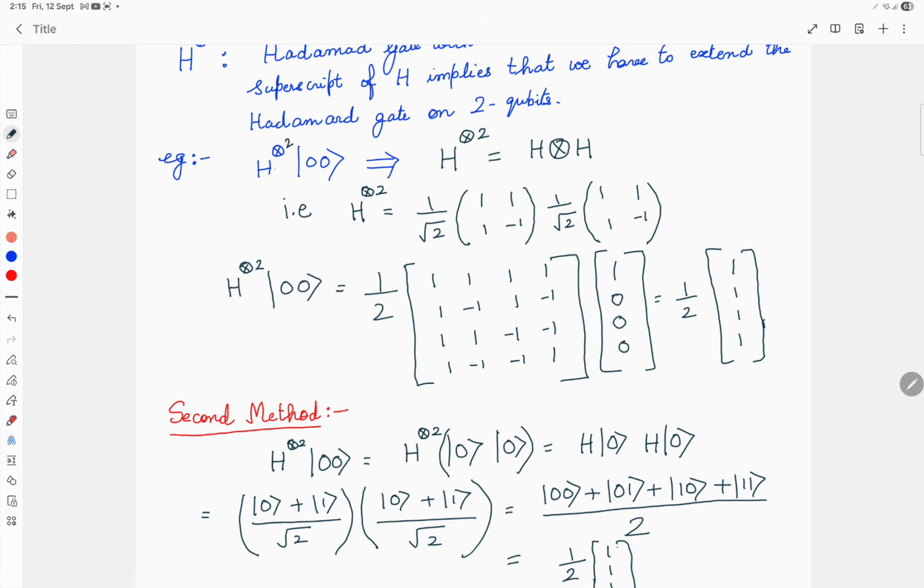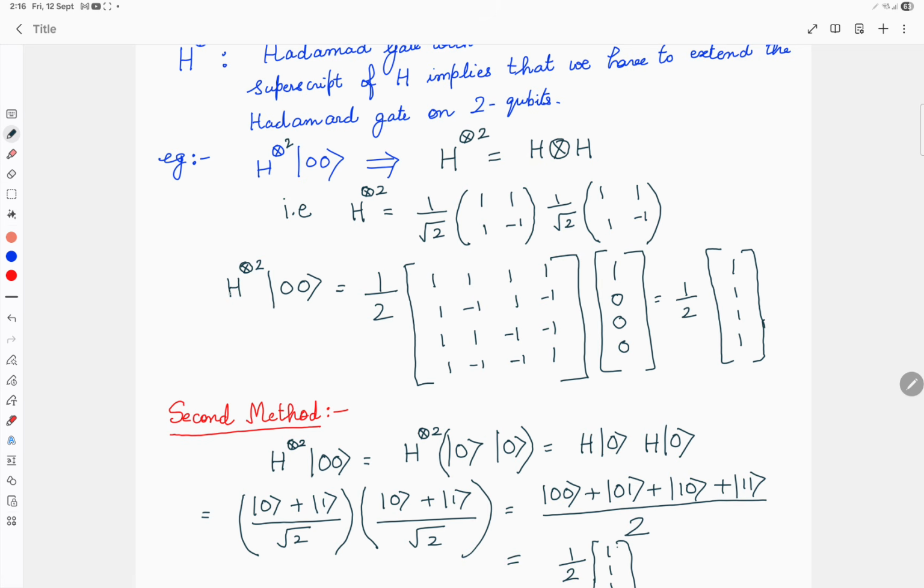This is H superscript tensor 2. If you apply H superscript tensor 2 on the ket 00 state, this is the tensor operation between 2 Hadamard gates. You can solve this H superscript tensor 2 expression, and it will be given by this 4 cross 4 matrix. This 1 by 2 you get from 1 by under root 2 times 1 by under root 2; once you multiply the 2, you get 1 by 2.